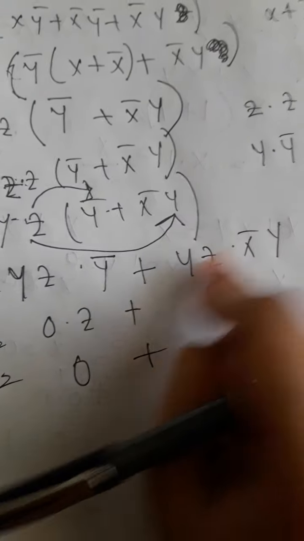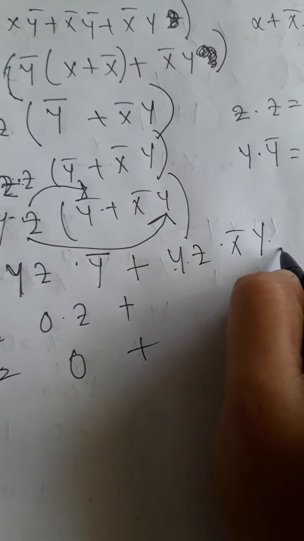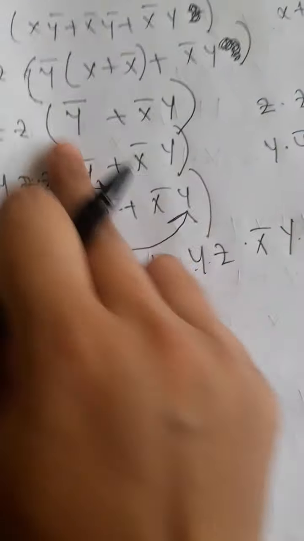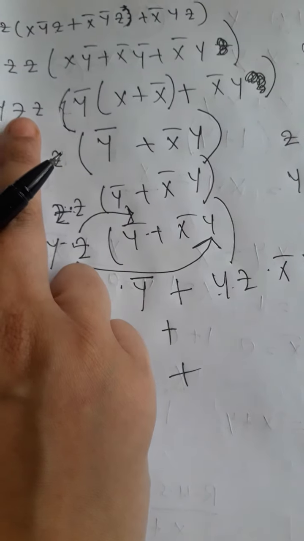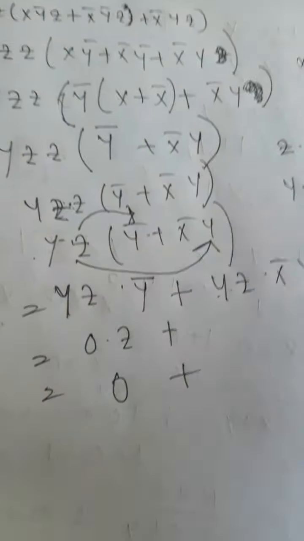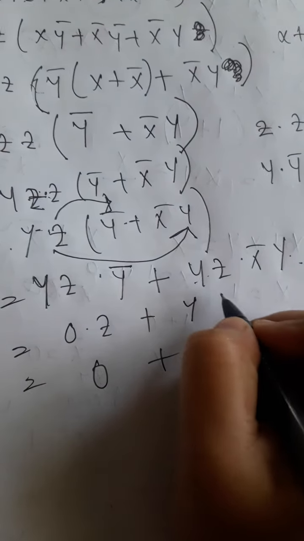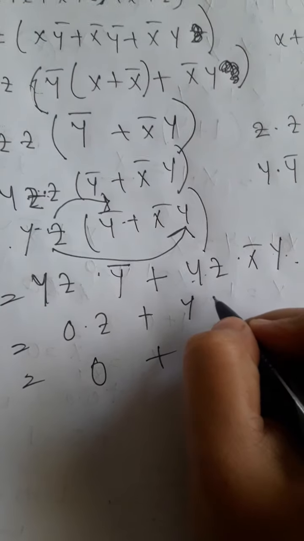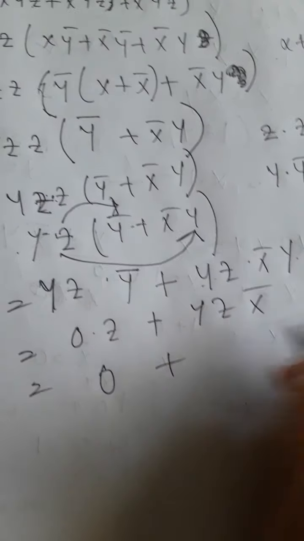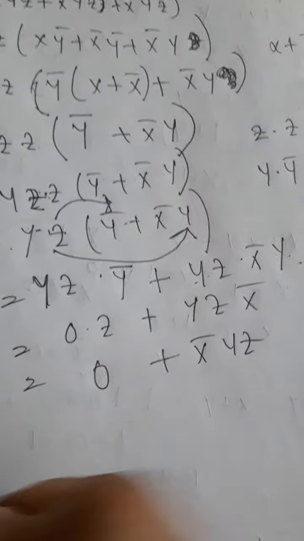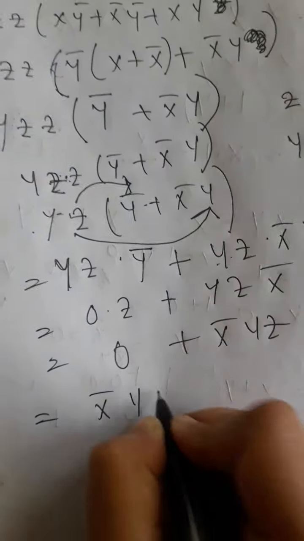Now for this part, here y appears twice. So we will consider it again this way. If more than one of the same variable is multiplied with each other, then we get only that single variable. So it will be only one y, because y into y is y, and then z and x bar. So x bar y z. The final output will be x bar y z.